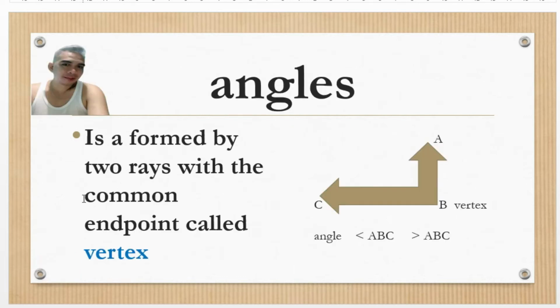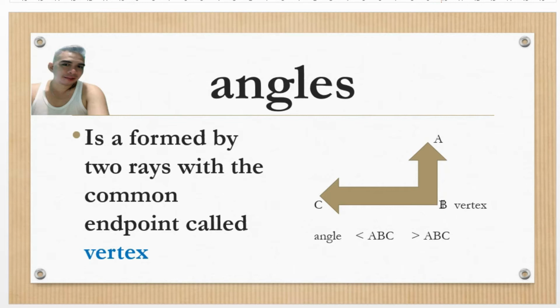angles. Angle is formed by two rays with a common endpoint called vertex. So, class learners, this is the angle. So, sinasabi natin angles, this is the common ray. So, this is the ray, the other one. Two rays, the other one. So, they have two rays at the common point or the common endpoint.